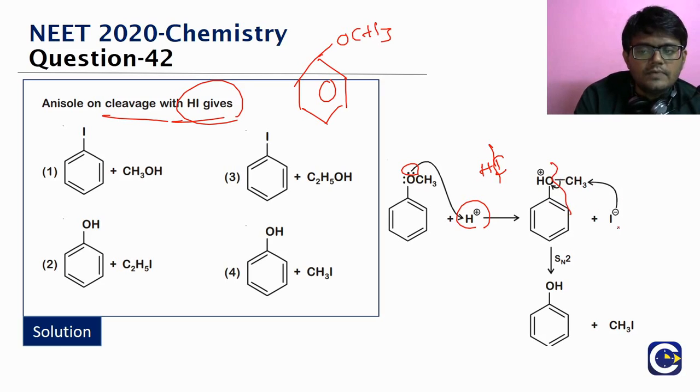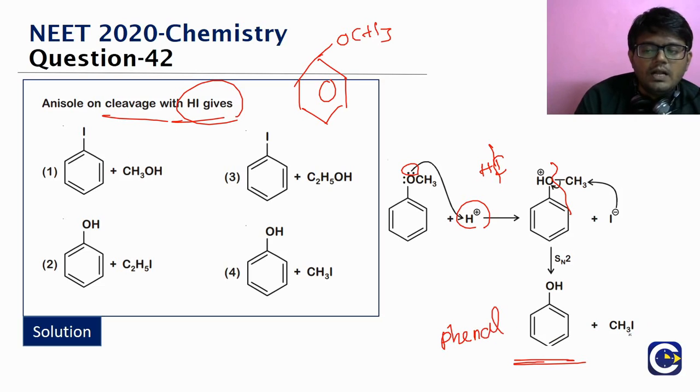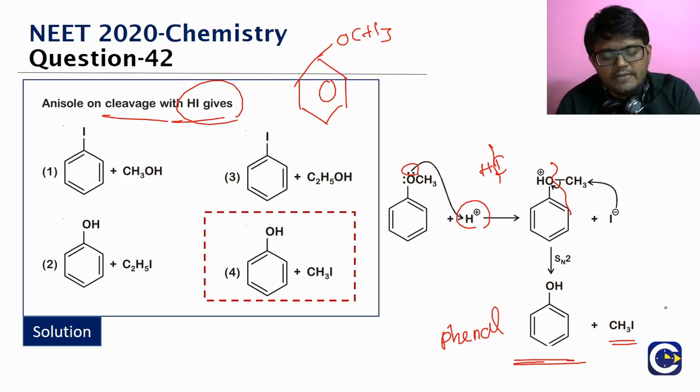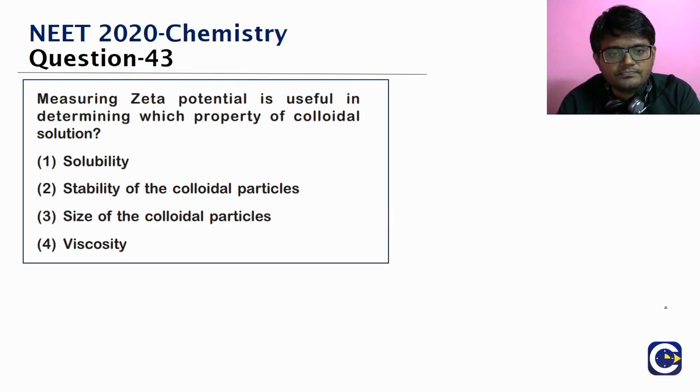So as a result, what we are going to observe is the leaving entity will be what? It will be phenol, and the I minus will be attaching itself to the CH3 part. So what will be the final products? We will get phenol and CH3I. So what is the correct answer for this? It is option 4. We'll get phenol and then CH3I.